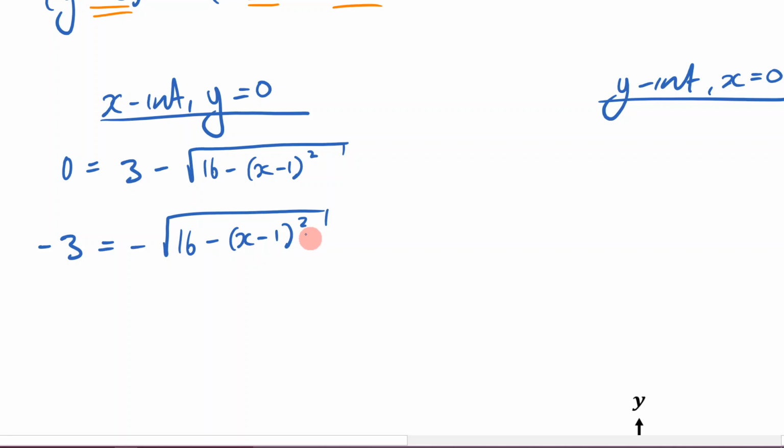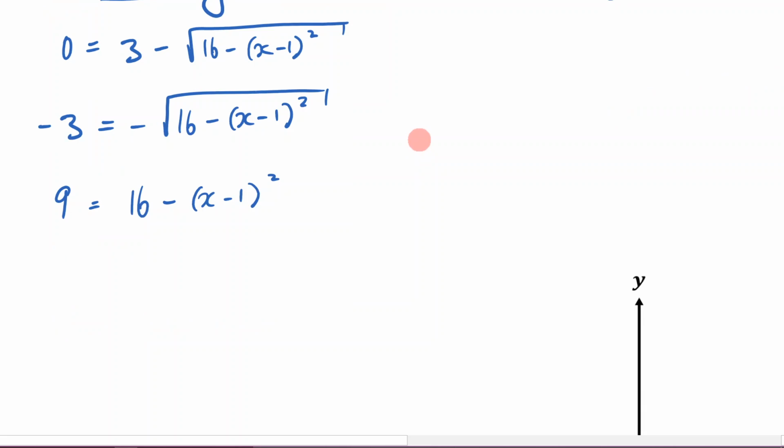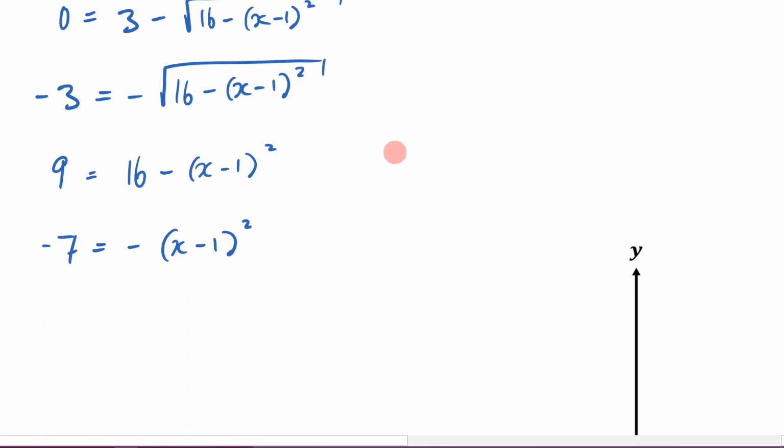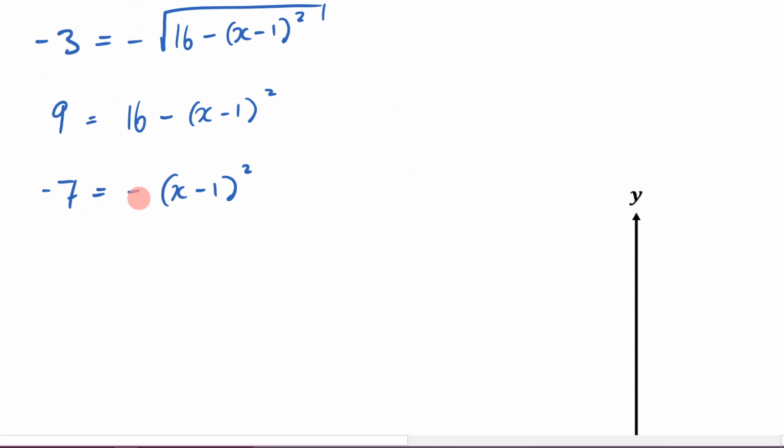I then am going to square both sides, so I'm just left with what's underneath my square root here. So that means -3 squared will be 9. Remember, a negative and a negative make a positive. 16 minus x minus 1 squared. I will then -16 from both sides, and that will leave me with -7 is equal to minus x minus 1 squared. Then I will divide both sides by -1.